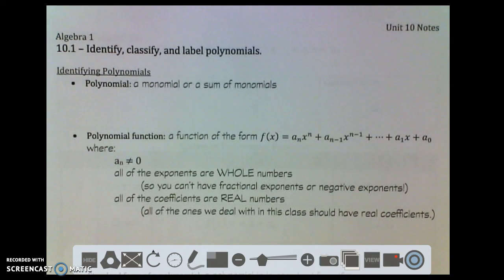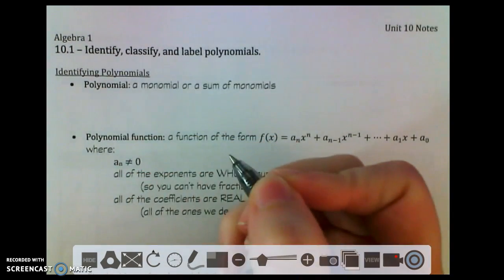Okay, 10.1 notes. Identify, classify, and label polynomials. Now, a polynomial is just a monomial or a sum of monomials. And we'll talk about the specific definition of a monomial here in just a minute. But for now, we just want to know what a polynomial looks like.